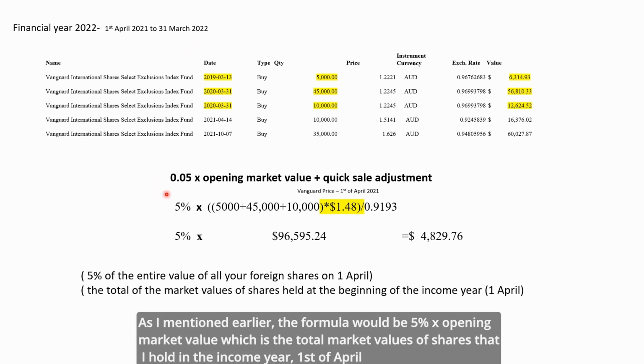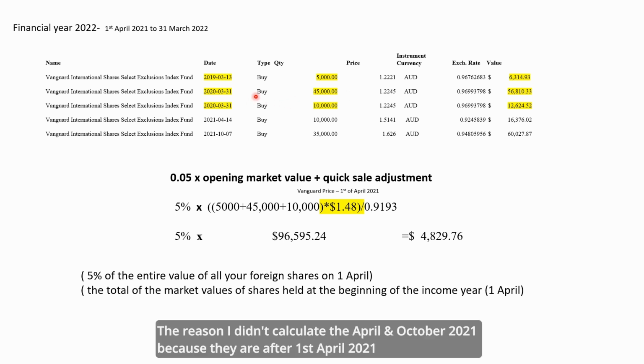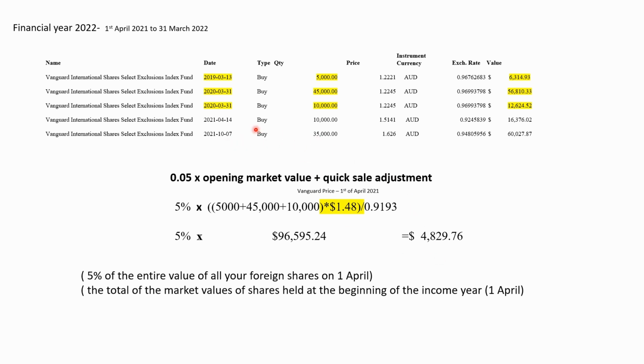As I mentioned earlier, the formula will be 5% times opening market value, which is the total market value of shares that I hold in the income year, 1st of April. And first, I look at what I bought in 2019. It will be 5,000 quantity and 55 quantity in 2020, March 31st. And the reason I don't calculate 2021 April and October is because it's after the 1st of April of 2021.